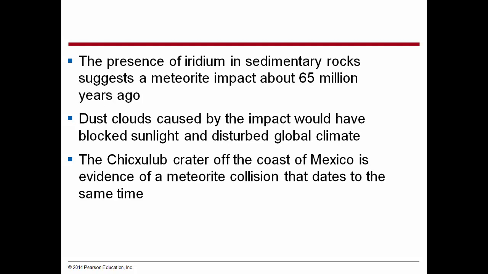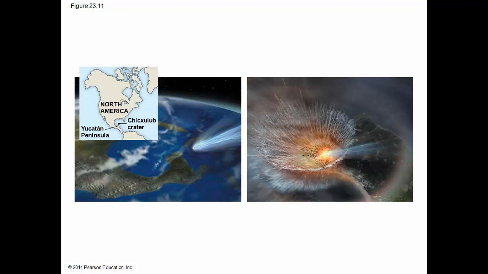Dust clouds caused by the impact would have blocked sunlight and disturbed global climate. The Chicxulub crater off the coast of Mexico is evidence of a large meteorite collision that dates to about the same time. So we pretty much have it figured out. Here was a massive meteorite that came in, and it struck North America.